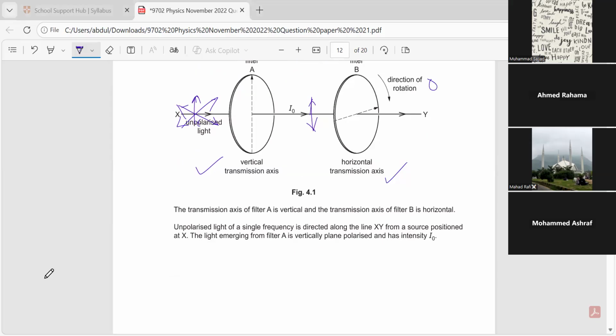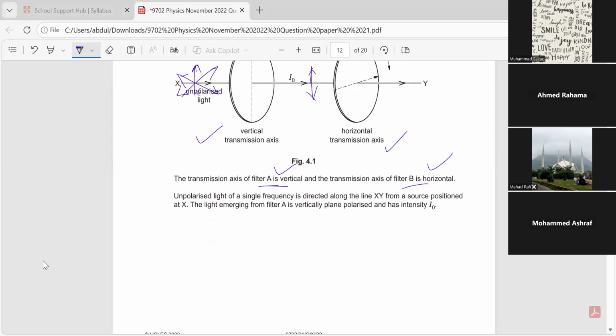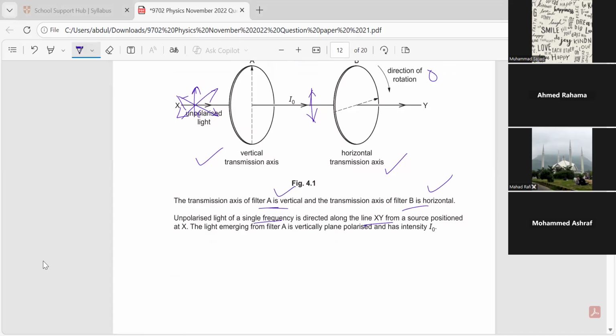Now, the transmission axis of filter A is vertical and filter B is horizontal. Unpolarized light of single frequency, which means monochromatic, is directed along the line XY from a source positioned at X. The light emerging from filter A is vertically plane polarized and has intensity I naught.